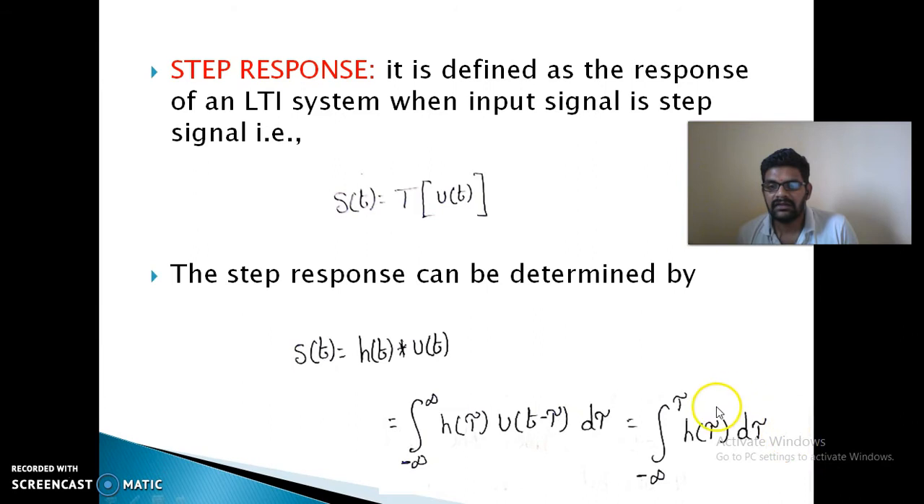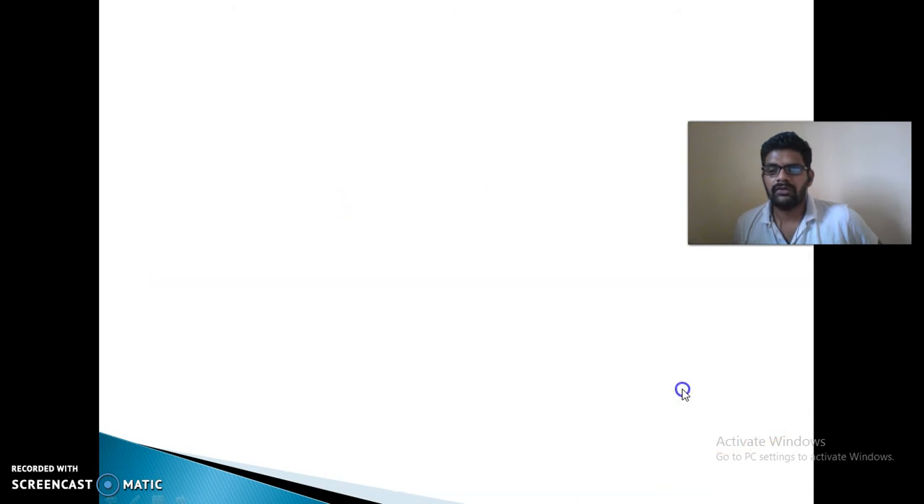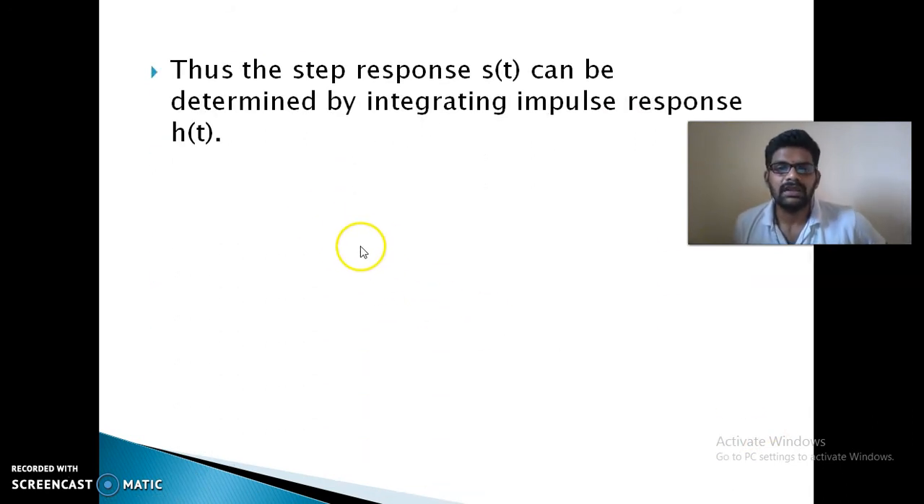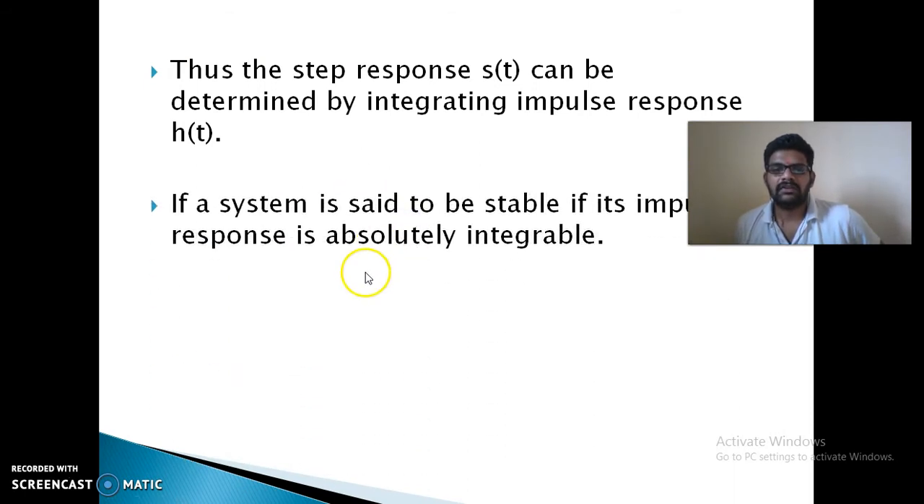So the integral now ranges from minus infinity to t of h of tau. Substituting the u of t minus tau function, u of t minus tau is equal to 0 when tau is greater than t, so this particular definition is obtained: the integral from minus infinity to t of h of tau d tau. Thus the unit step response can be determined by integrating the impulse response h of tau.